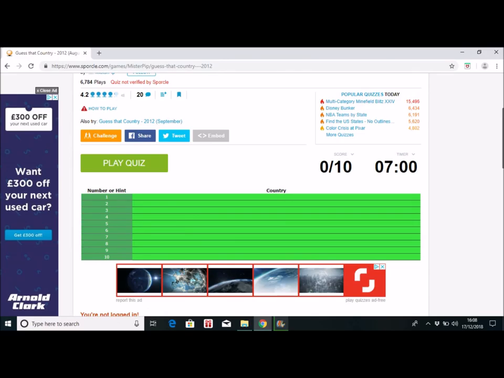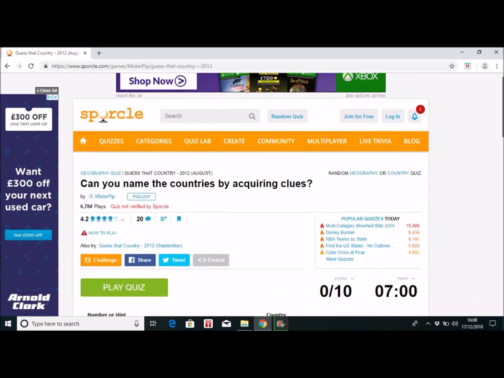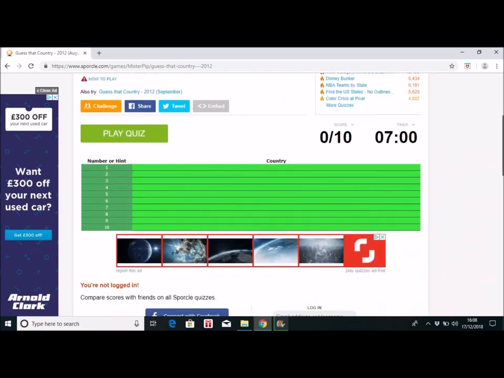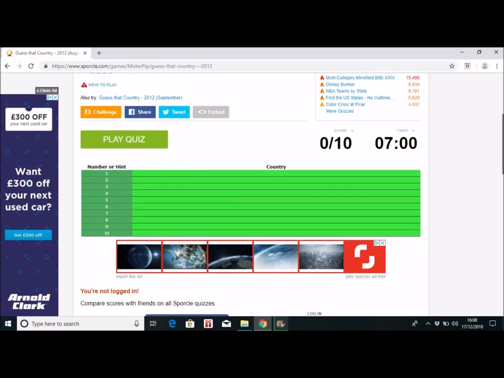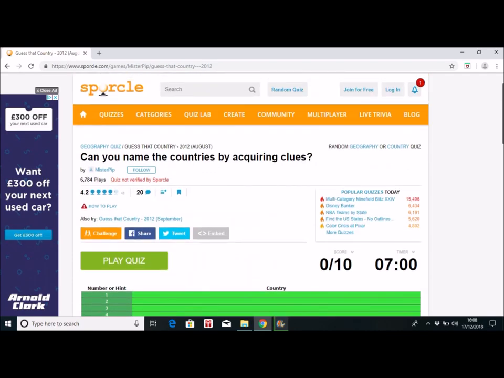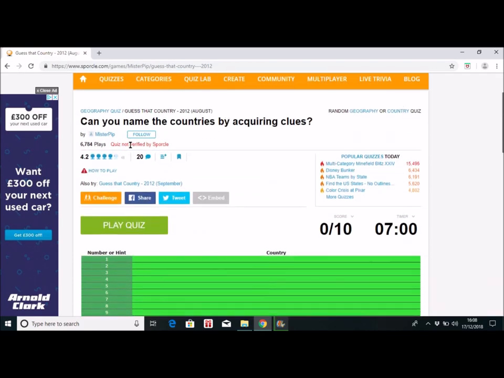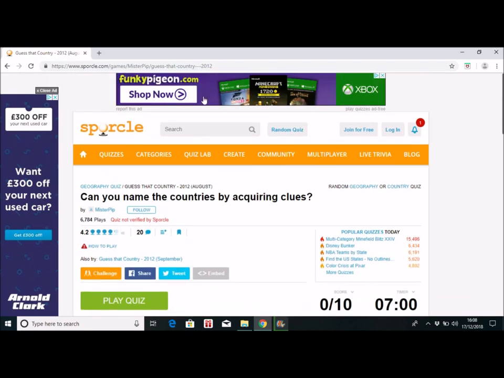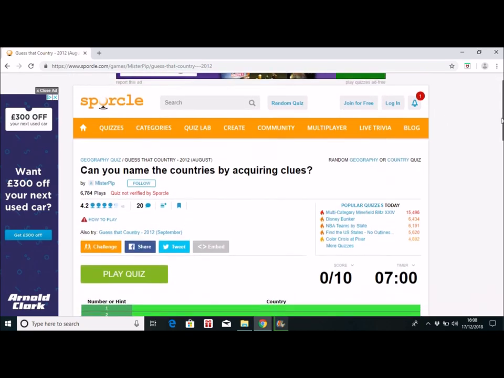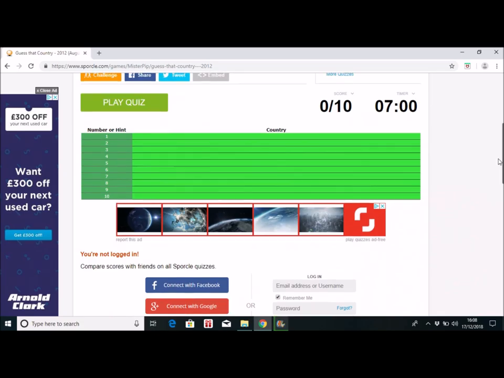So today, we are doing, can you name the countries by acquiring clues? Because I was searching online for quizzes I can do involving countries that weren't just putting countries on the map, because I've already done that. And I found this one. Now, it's not verified by Sporkle, which is the website I found it on. But that doesn't really matter as long as it still works.